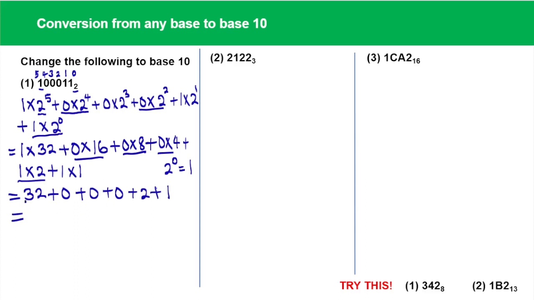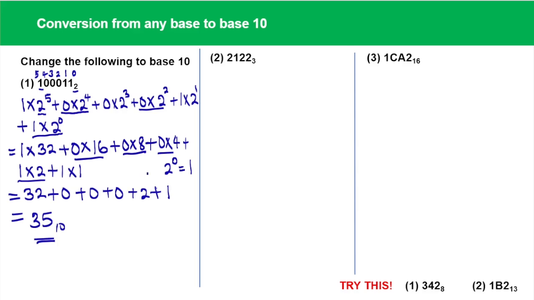And lastly, if we add up all of these together, 32 plus 2 plus 1, that will give us 35 base 10. In other words, 100011 base 2 is equivalent to 35 base 10. Apart from this method, there are other methods of converting a number in any base to base 10.